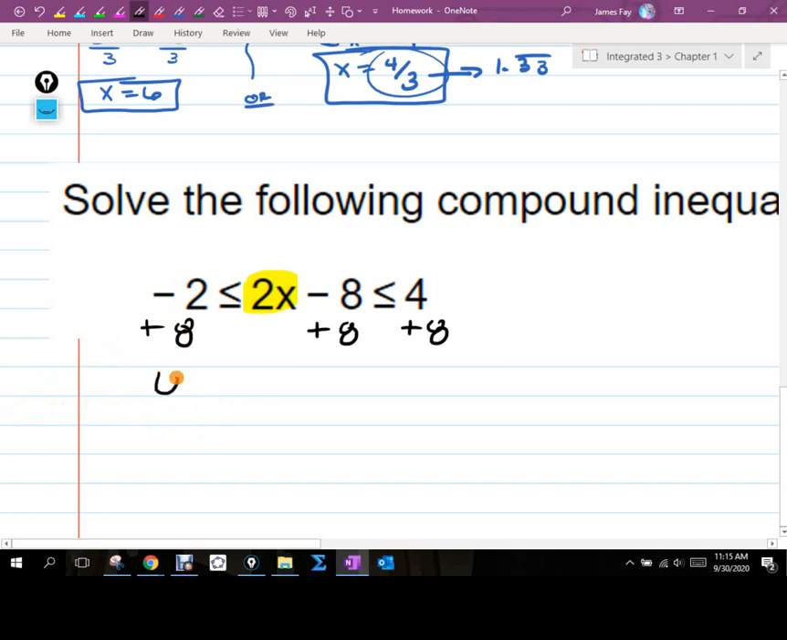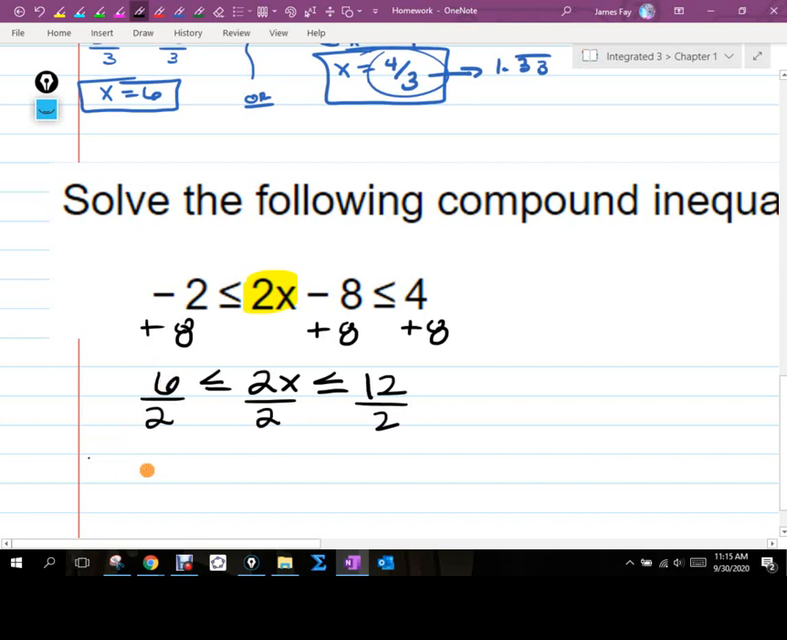So that would give me 6 is less than or equal to 2x is less than or equal to 12. Again, we're still trying to isolate the variable term. We've got the variable term isolated, so now it's a matter of turning that variable term into a 1x. So I'm going to divide this by 2, which would have been like dividing the blue one by 2, and then dividing the red one by 2.